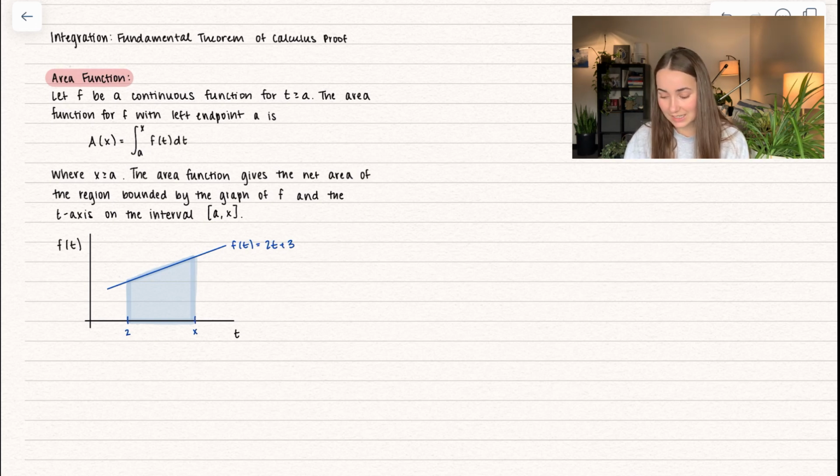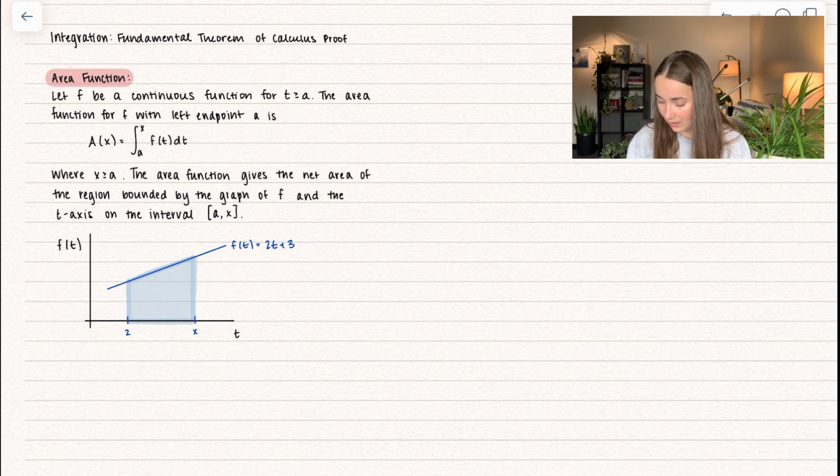So let f be a continuous function for t greater than or equal to a. The area function for f with left endpoint a is A of x equals the integral from a to x of f of t dt. So x needs to be greater than or equal to a. The area function gives the net area of the region bounded between the graph of the function and the t-axis on that interval. So I have a picture of what this looks like right here.